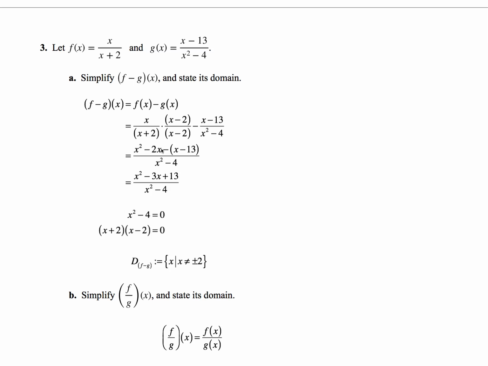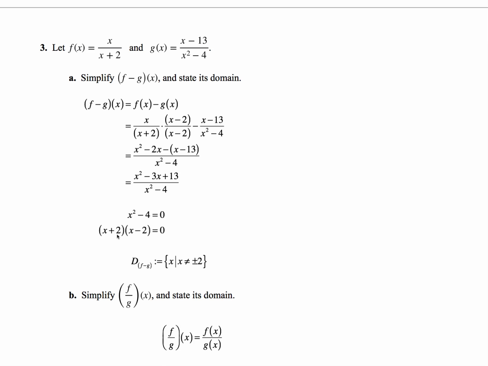And so negative 2x minus x is negative 3x, and negative 13 is positive 13. So that's our numerator, and the denominator is the least common denominator that we got when we did the subtraction. And that's very easy to factor. We almost don't even need to factor it to see that the two values that will make this denominator 0 are negative 2 and positive 2.